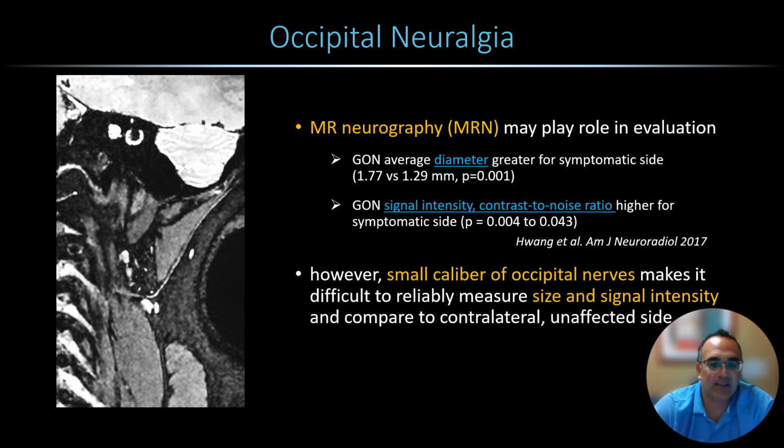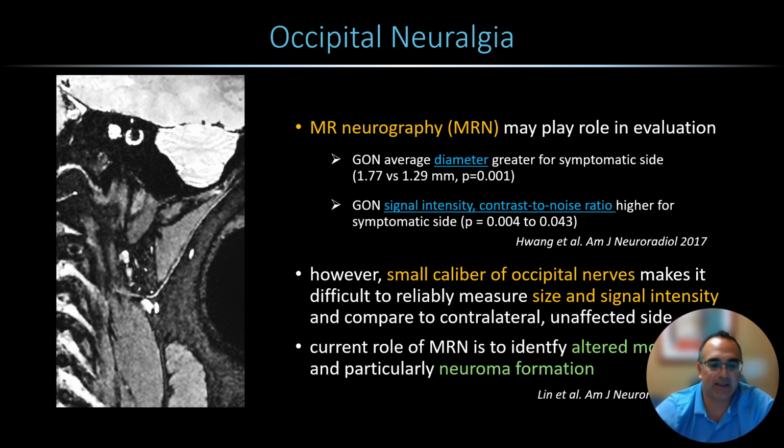However, in my experience, the small caliber of occipital nerves makes it difficult to reliably measure the size and signal intensity and compare to the contralateral unaffected side. Therefore, the current role of MR neurography is to identify altered morphology and particularly neuroma formation.